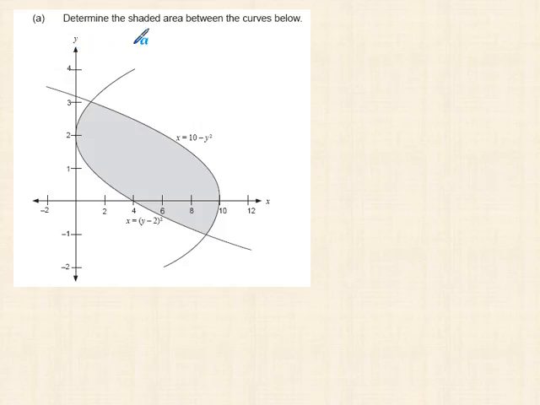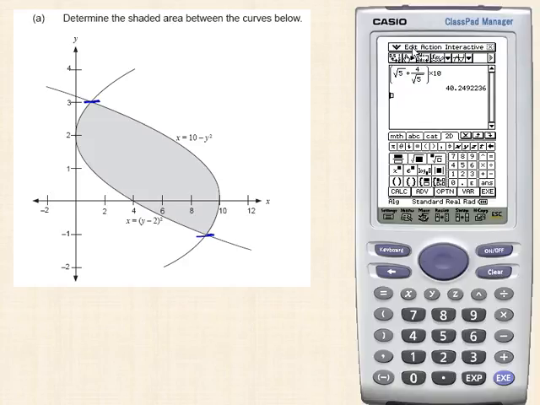We want to determine the shaded area between the curves below. Note they're given in terms of y, x in terms of y, so we need to integrate this way. So we're going to need the top and the bottom. It looks like it's at -1 and 3, but we probably ought to solve just to make sure.